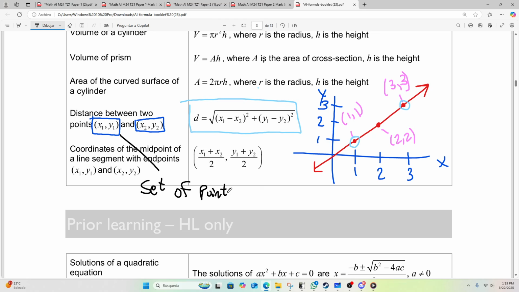Coming back to my example, if I want to go from 1, 1 to 3, 3, be very, very organized and say, this one is x1. This one is y1, because x1 goes with y1, and this 3 is x2, and this other 3 is y2. Establish that first, and then you can go ahead and plug in. And one of you might be thinking, but isn't my second point this one? Why are you calling this x2?